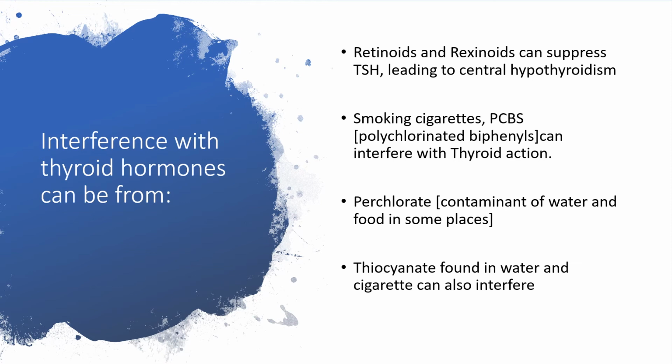Also, perchlorate, that is a contaminant of water and food in some places, can interfere with thyroid hormone functions. Thiocyanate, that could also be found in water, and cigarette can also interfere. You could see cigarette alone is appearing in 2 out of 4 different ways that some chemicals can interfere with thyroid hormone function.